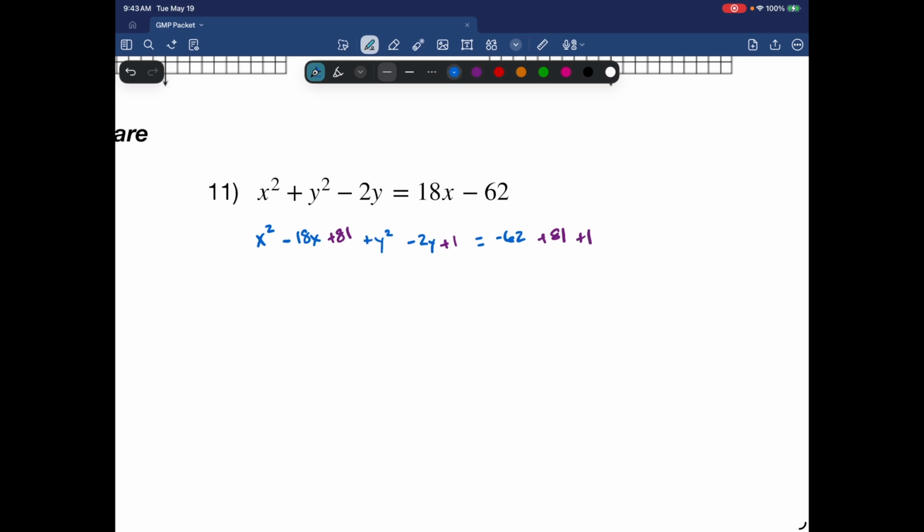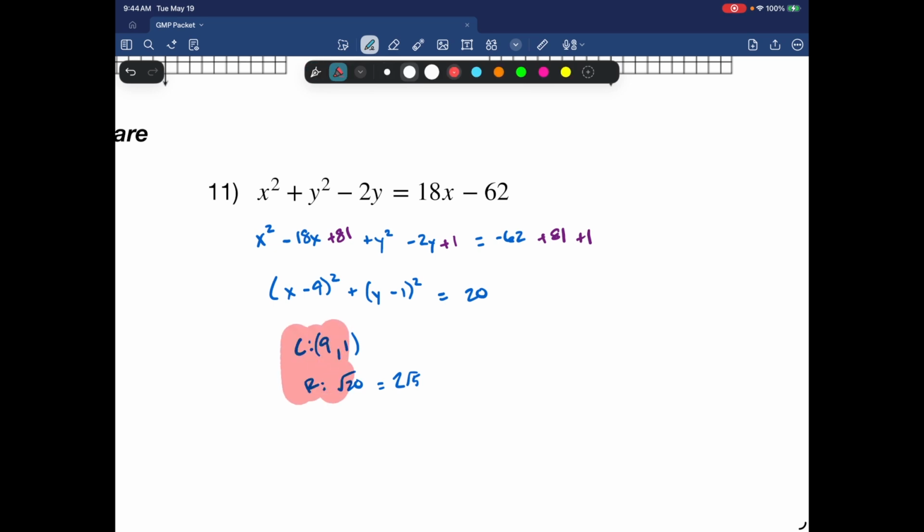All right, so that's going to be x minus 9 squared. So you take the sign of the middle term. It was minus 18x, so it's going to be minus 9. And it's always half of that middle term. So plus y minus 1 squared equals. And then 81 plus 1 is 82. 82 minus 62 is going to be 20. Okay, so my center is going to be (9, 1). And my radius is going to be the square root of 20, which you can simplify to be 2 square root of 5. Okay, so depending on what they want, this is your answer.